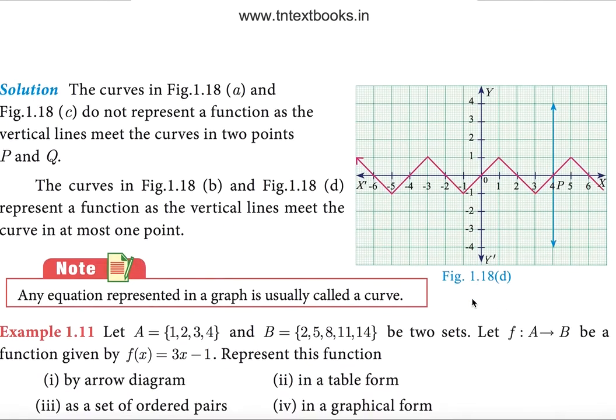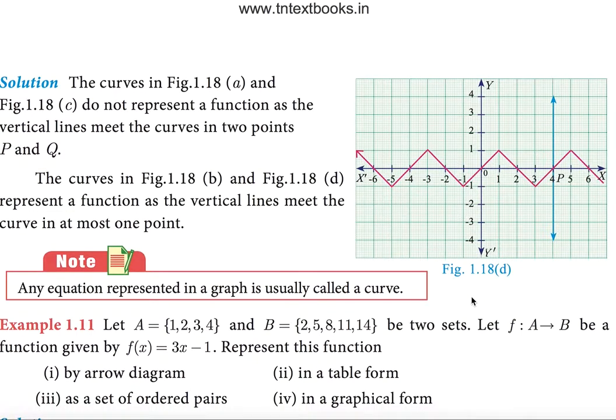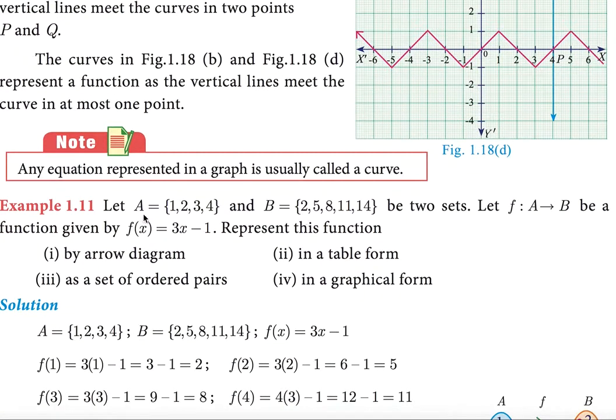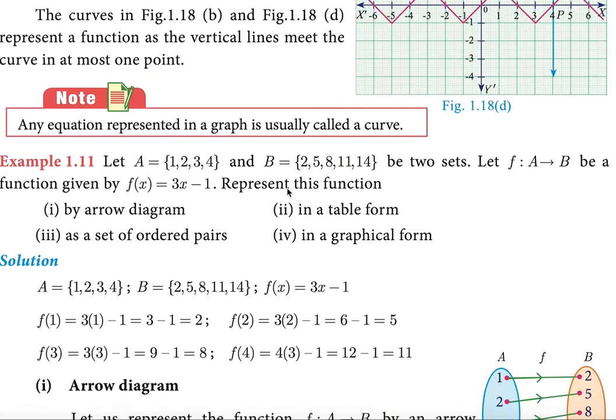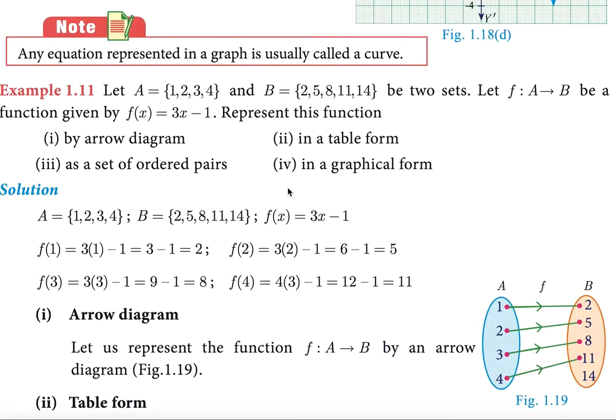The curves of figure 1.1 a to c do not represent a function, as the vertical lines meet the curve at 2 points B and D. This represents a function, no problem. So they represent a function as the vertical lines meet the curve in at most one point. Any equation represented in a graph is usually called a curve. This is the definition of a curve.